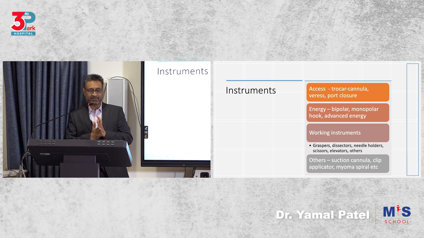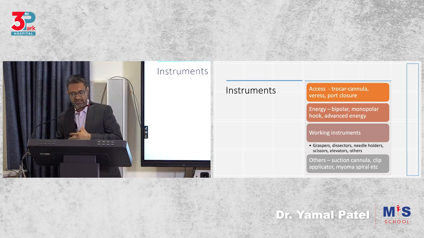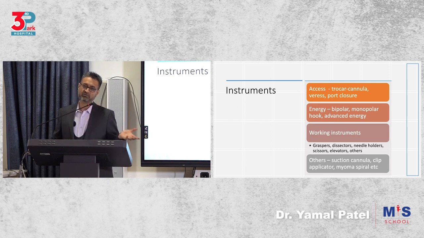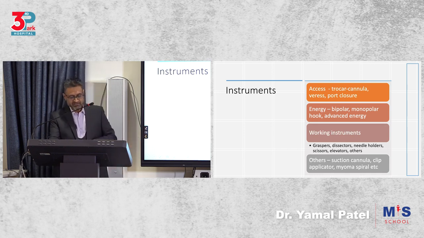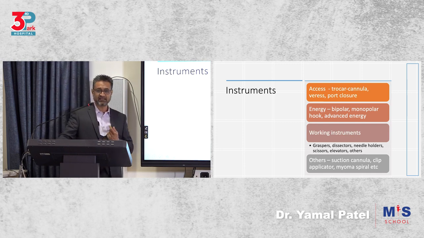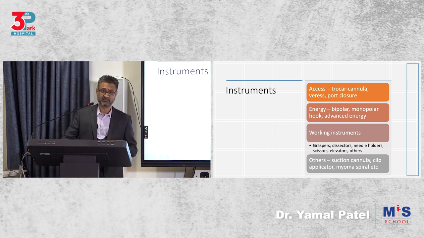When we go to instruments, we have instruments of access. That includes the trocar cannula, Veress, and the closure ones, the port closure. Then we have energy, where you would have either bipolar, monopolar, or advanced energy and ultrasonic energy. We have working instruments like graspers, dissectors, needle holders, scissors, elevators, etc. And then you have others, like the cannula, the clip applicator, the spirals, and there are many other small instruments.